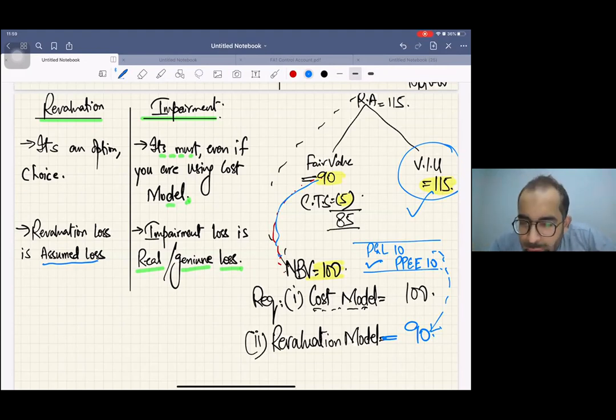That's why we say revaluation loss is assumed loss. Impairment loss is a genuine, real loss. I hope you got the point. Everything is in front of you. You can copy or you can think over it.